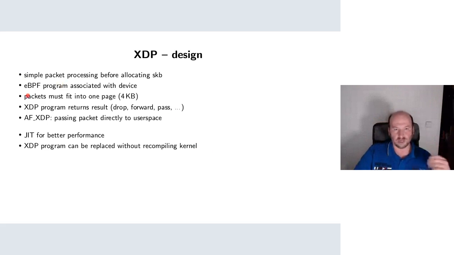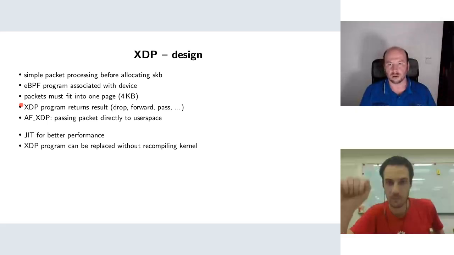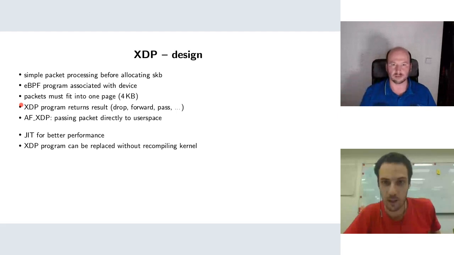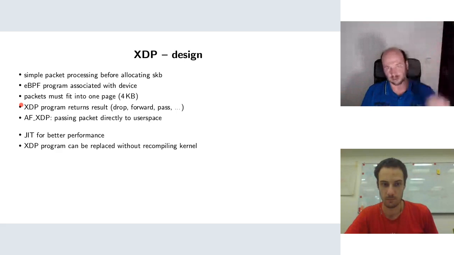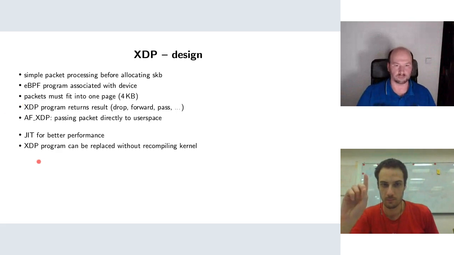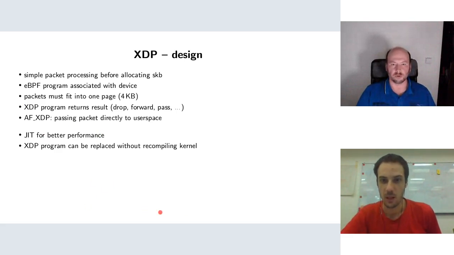It uses an eBPF program, extended BPF program, which is associated with the device. There are some limitations. The packet must fit into one page to simplify the processing and the interface. The XDP program processes the packet and returns a result: what to do with the packet? Drop it, forward it, or pass it up to the networking stack. And finally, there is AF_XDP, which allows passing the packet directly to user space via a specific interface, mostly a map, which is a direct replacement for DPDK and things like that. These eBPF programs are JIT-compiled for better performance.